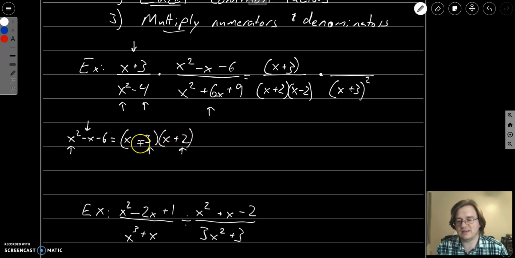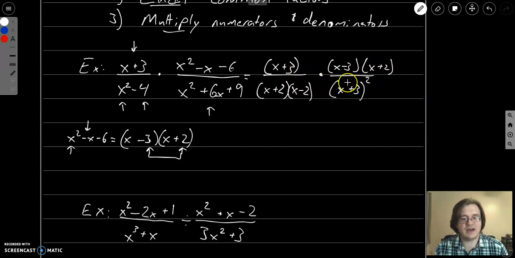Why? Because if I take the last 2 terms and I multiply them together, minus 3 and plus 2, I get minus 6. But if I do the outer terms and the inner terms, I'll get x times 2 is 2x, negative 3 times x will be negative 3x. When I add them together, I do get that negative 1x in the middle. So let's write this down. X minus 3, x plus 2.